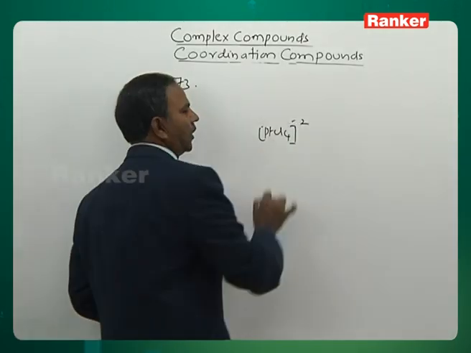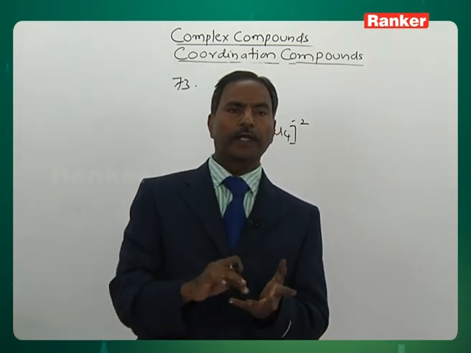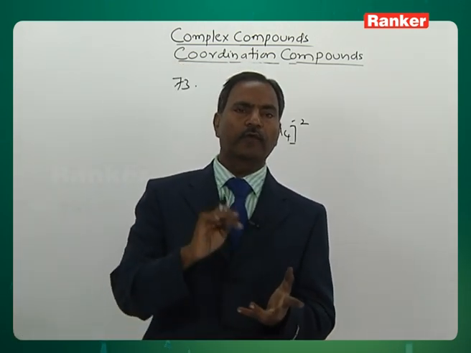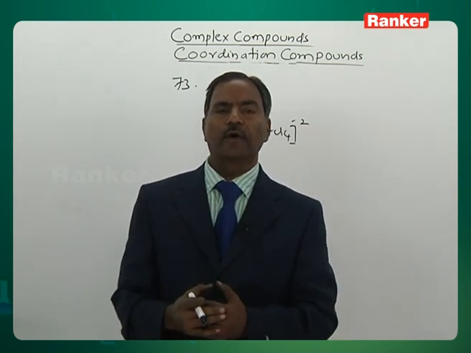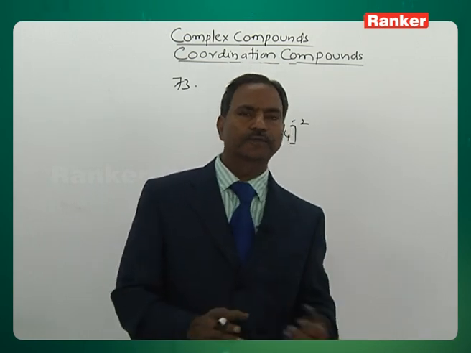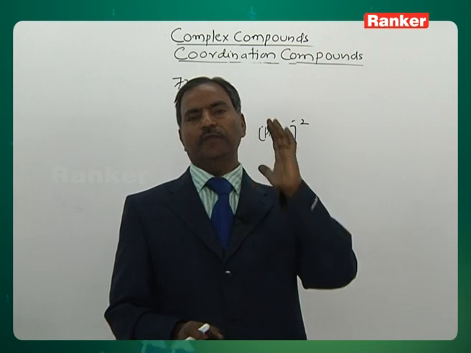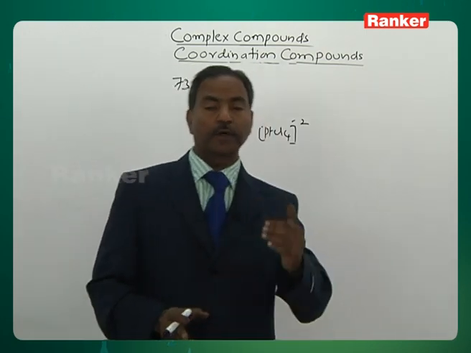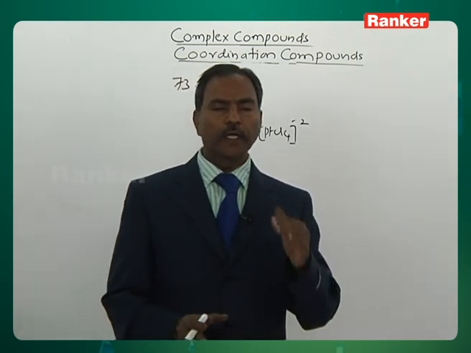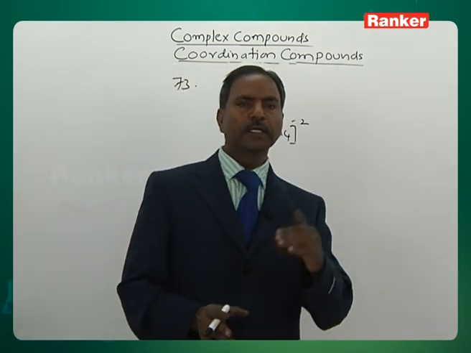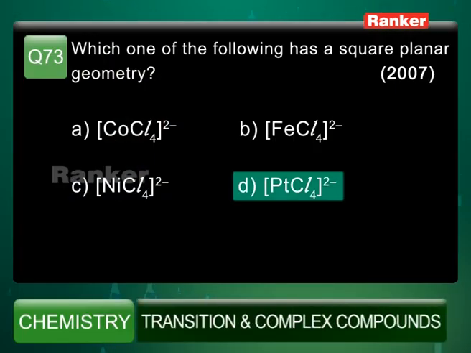Yes, we agree Cl is a weak field ligand, but wherever a 4d element or 5d element forms either an octahedral or tetrahedral complex, it is always an inner orbital complex only. Irrespective of the nature of the ligands, strong field or weak field, 4d and 5d elements always form inner orbital complexes. Therefore, D is found to be the square planar geometry. So question number 73, answer is D.